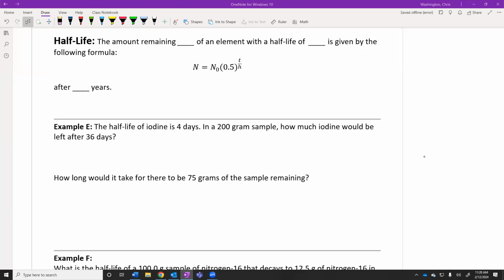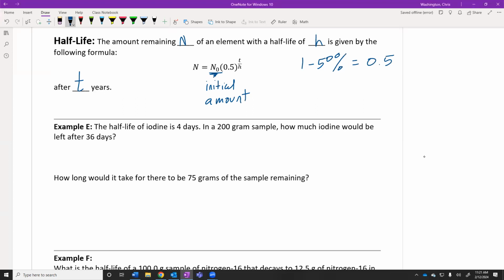All right, in this video, we're gonna talk about half-life. The amount remaining of an element with a half-life of H is given by the following formula after T years: N sub 0, that's gonna be our initial amount, times 0.5, because 1 minus 50% equals 0.5, raised to T divided by H, because we need to know how many half-lives have occurred.